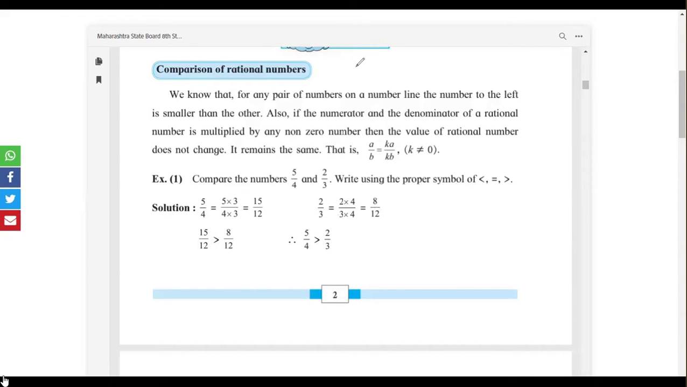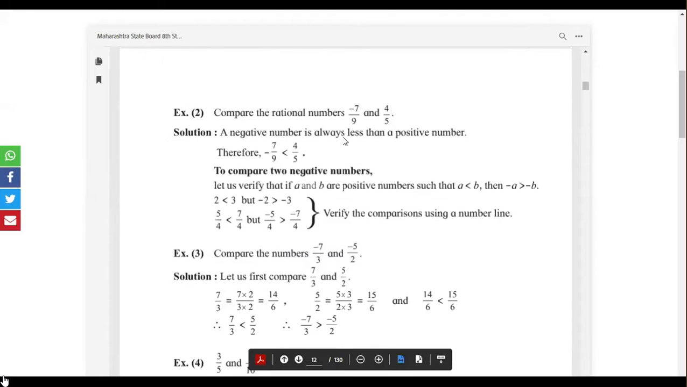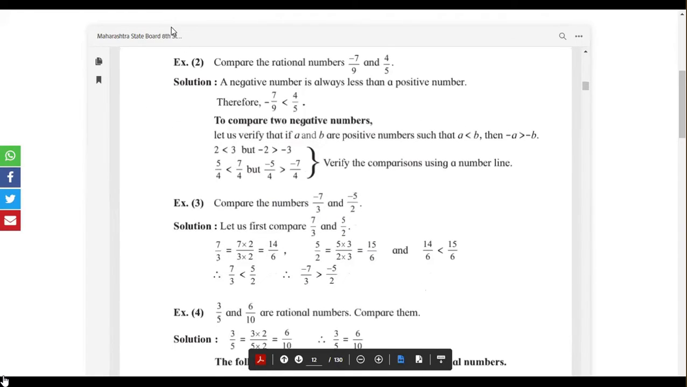Let's go ahead. Now the second one is compare the rational numbers minus 7 upon 9 and 4 upon 5. As we saw, a negative number is lesser than a positive number. So therefore minus 7 upon 9 is lesser than 4 upon 5.